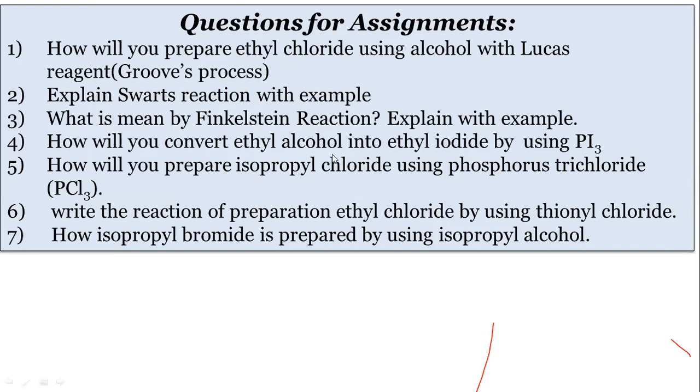How will you convert ethyl alcohol into ethyl iodide by using PI3? Remember, this PI3 is prepared in situ. This is already explained. This is again 1 mark. This is also a 1 mark question. Write the reaction for the preparation of ethyl chloride by using thionyl chloride. This is Darzens' process. This is also explained: how isopropyl bromide is prepared by using isopropyl alcohol. Yes, remember, isopropyl bromide is prepared from isopropyl alcohol using HBr, but HBr being unstable, it is prepared by NaBr plus H2SO4 in situ.